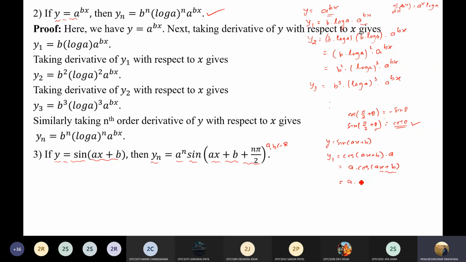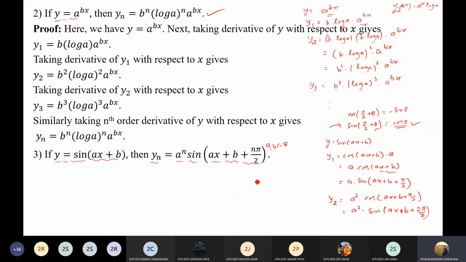So here you can write a into sine(ax plus b plus pi/2). Now again differentiating and applying the same formula, we obtain y2 is equal to a square into cos(ax plus b plus pi/2). Now again applying this result, that is equal to a square into sine(ax plus b plus pi/2 plus pi/2). So here you can write 2 pi by 2.